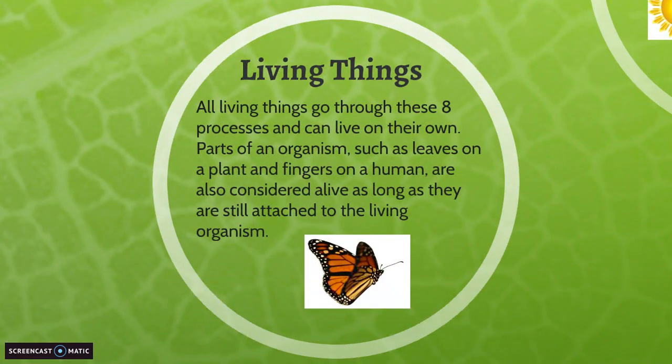And before we finish up, let's just talk about living, non-living, and dead things. All living things go through these 8 processes and can live on their own. Parts of organisms, such as leaves on a plant or fingers on a human, are also considered alive as long as they're still attached. So let's say I lost a few pieces of hair on my head and they're now in my brush. Those things were once living, but once they detach from my head, they are no longer alive. The same way a branch from a tree, once it is snapped and on the ground, is no longer considered a living thing.